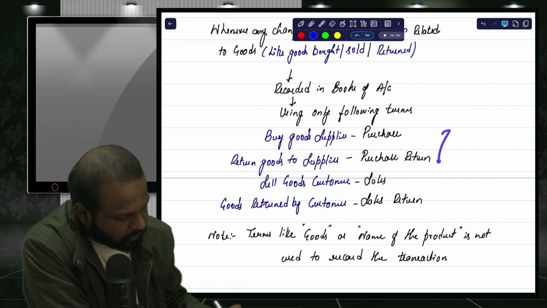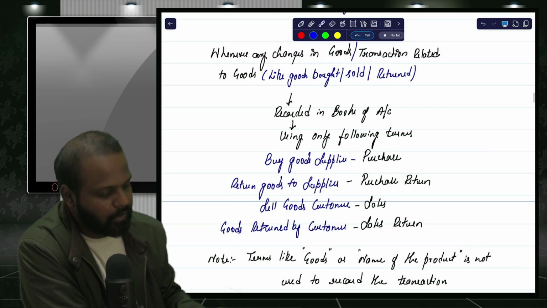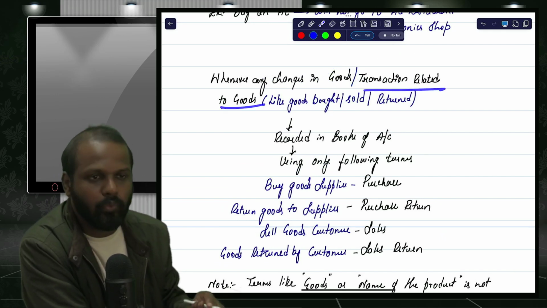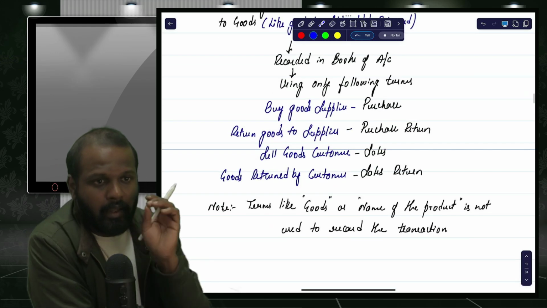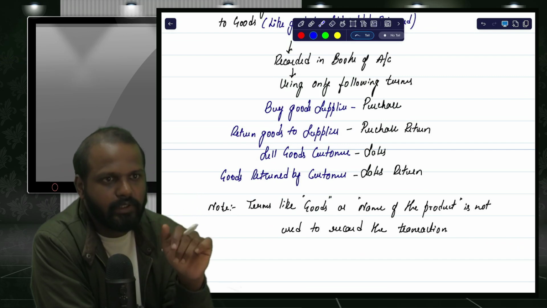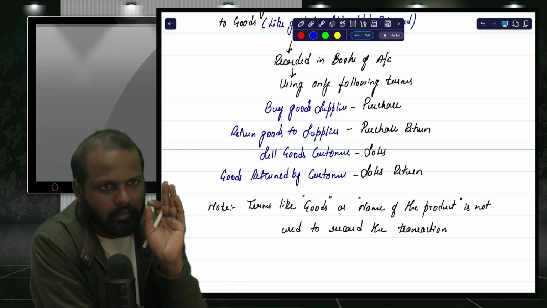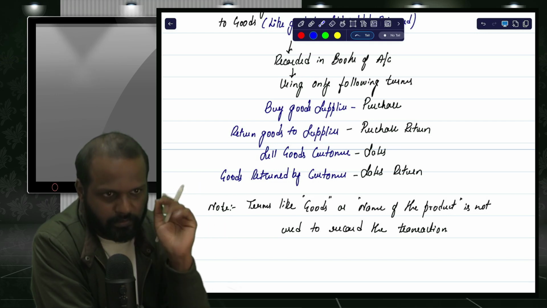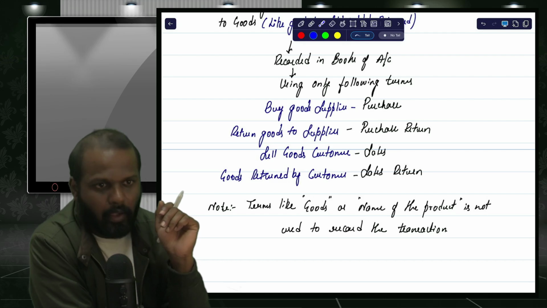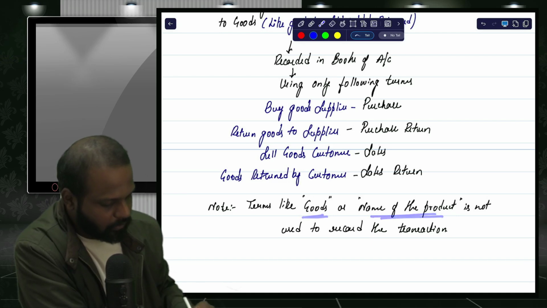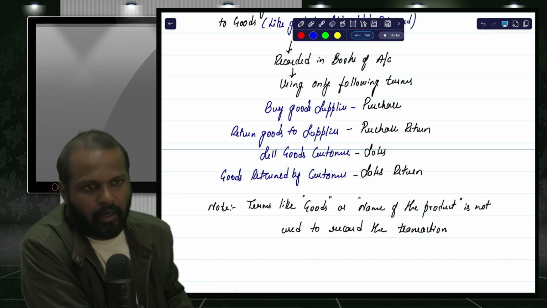So be careful. These four names are applicable only if you are recording a transaction relating to goods. Anything other than goods cannot use these four names. And be clear, don't use the name goods or the name of the product to record the transaction relating to goods.